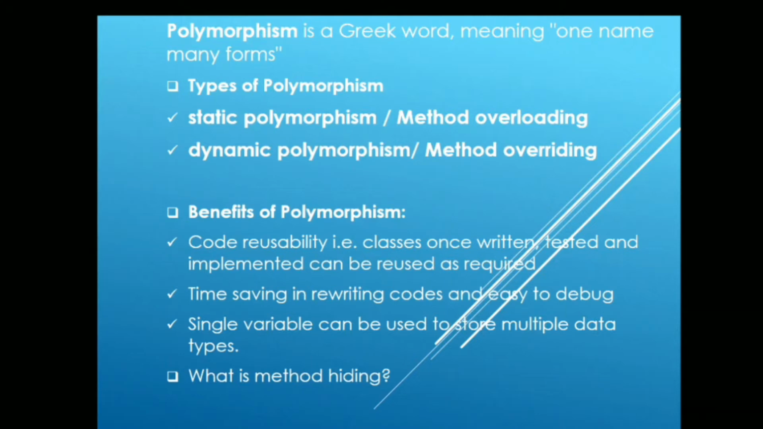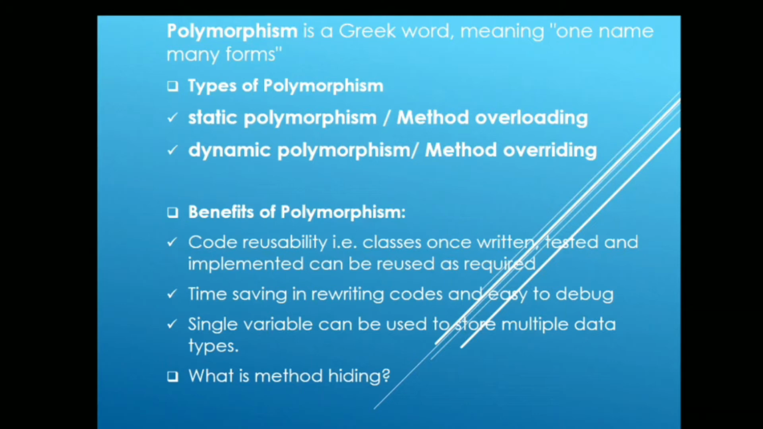Talking about the next pillar in object-oriented programming, that is polymorphism. Polymorphism is a Greek word whose meaning is one name and many forms. It gives you a provision in C# to write methods with the same name that will function differently. There are two types of polymorphism: static polymorphism, also known as method overloading, and dynamic polymorphism, also known as method overriding.